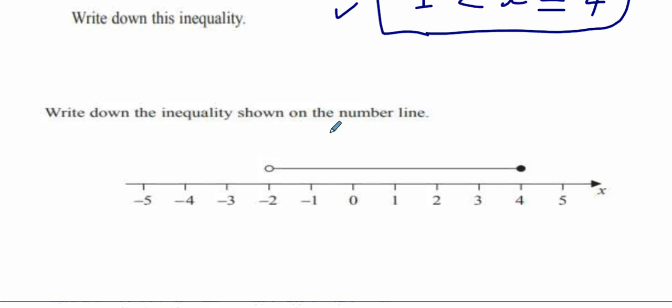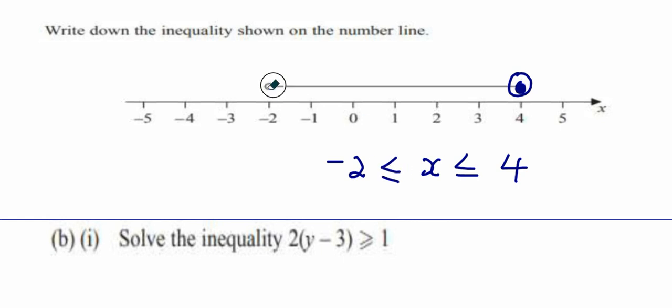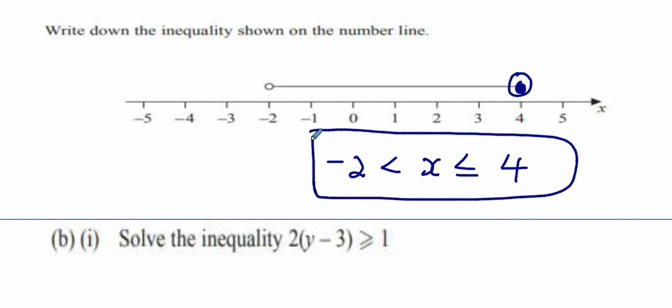Write down the inequality shown on the number line. That is same story. They are looking for all the numbers which are between -2 and +4. Those numbers are represented as x. Now x should be less or equal because of that closed circle, and this x should be greater than, not equal to, because we have an open circle, so it will remain like this. So these are the numbers which are between -2 and 4. So this is the inequality.